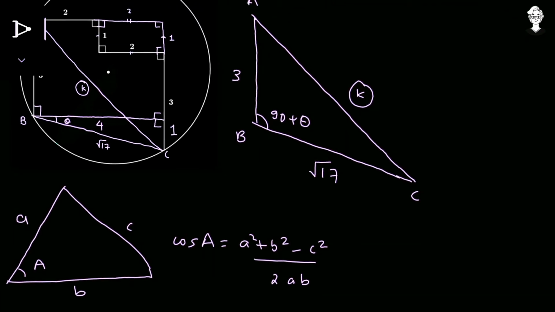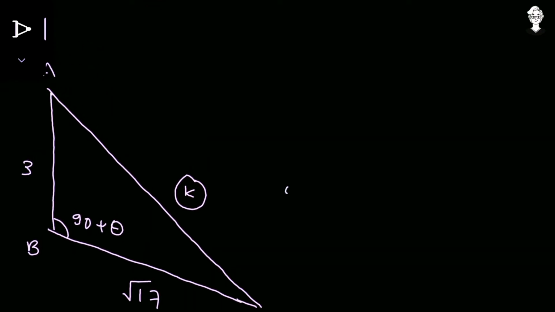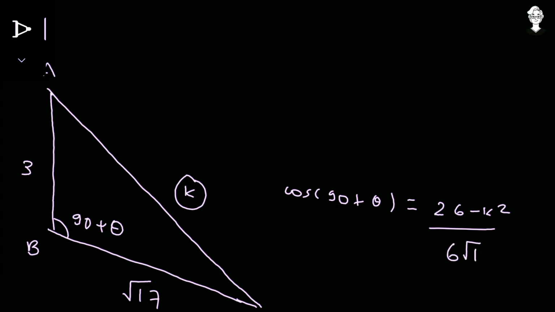I'm going to apply this cosine rule over here. I'm taking my angle as 90 plus theta, so cos of 90 plus theta is equal to the squares of the adjacents added together. Adjacent to this angle are 3 and square root of 17. So 3 square is 9, square root of 17 the whole square is 17. So 9 plus 17 is 26, minus the opposite square, so minus k square, upon 2 times the product of adjacents. So 2 times 3 times square root of 17, that is 6 times square root of 17.